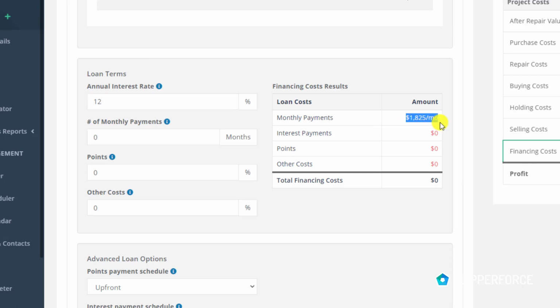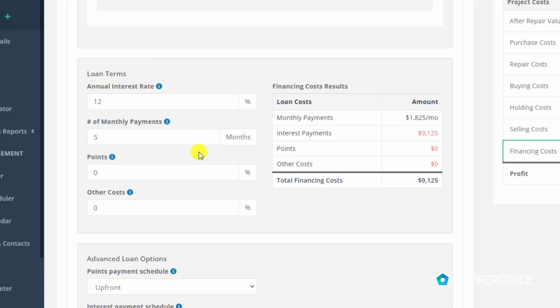So the next item is the number of monthly payments. This is the number of payments that you plan on making on the loan to your lender. So if you plan on buying, rehabbing the property, and then reselling the property in 5 months, you'll just enter 5 here. Now, some lenders may require you to make a minimum number of payments. So even if you did finish the property in 5 months, they may make you pay a minimum of maybe 6 or 12 months worth of payments.